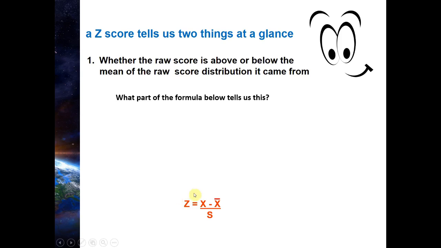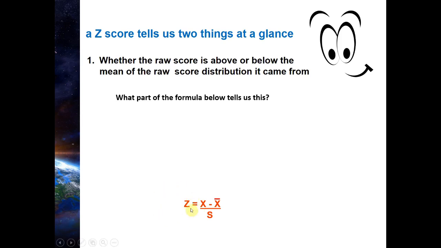If you get a negative z-score, you know that the raw score it originated from must have been below the mean. X had to have been below the mean. If you get a positive z-score, then that tells you that X must have been above the mean. Now, that's the first thing you can see at a glance. Was the score below average or above average?